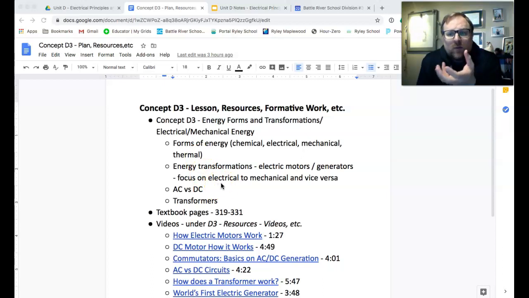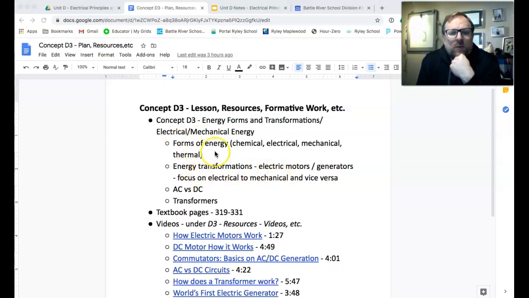Now, this concept is really dealing with a big idea in science, and that is that energy comes in many different forms, and we can't create or destroy energy. That's the law of conservation of energy, but we can transform it. We can turn it from one form to another. A lot of our electrical devices do a really good job of taking electrical energy and turning it into mechanical energy, and we'll explain what mechanical energy is in a bit. Or we have electrical devices that take mechanical energy and turn it into electrical energy. So we're really going to have an exploration of that in this unit.